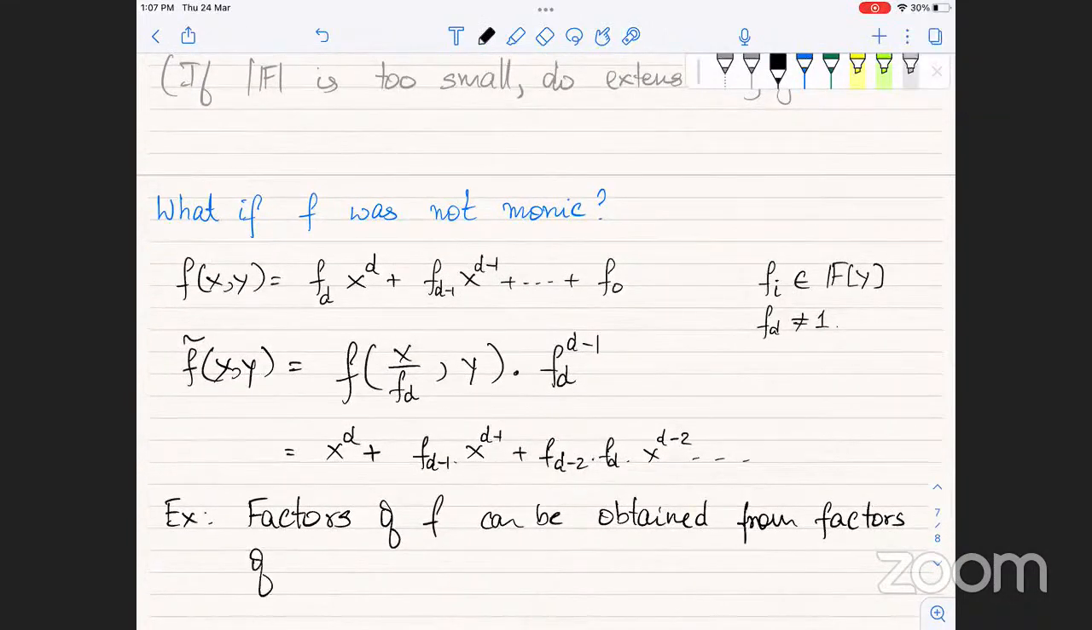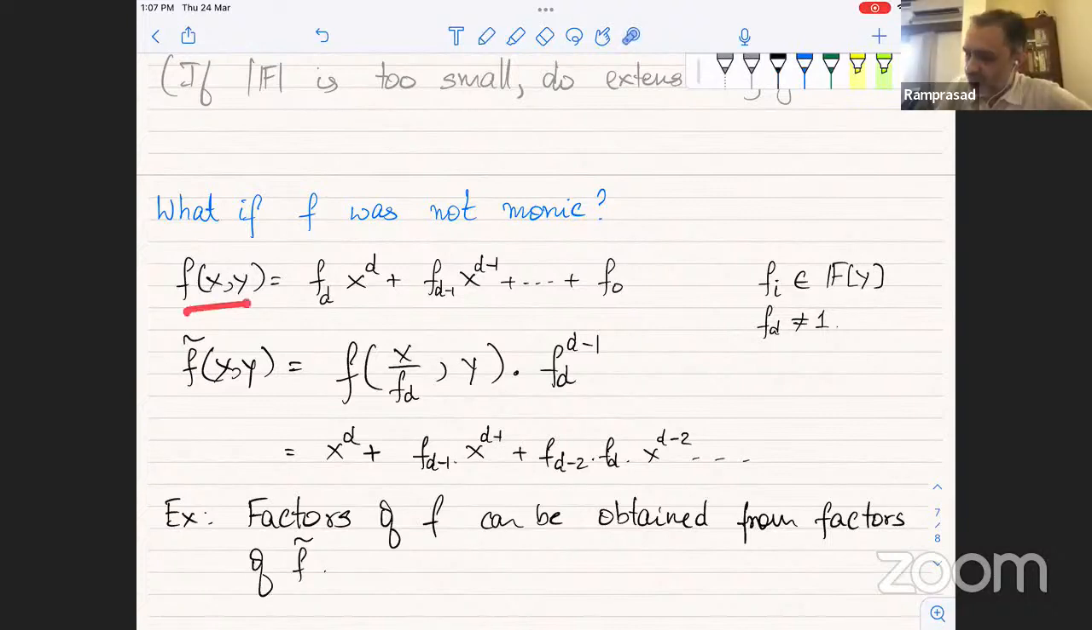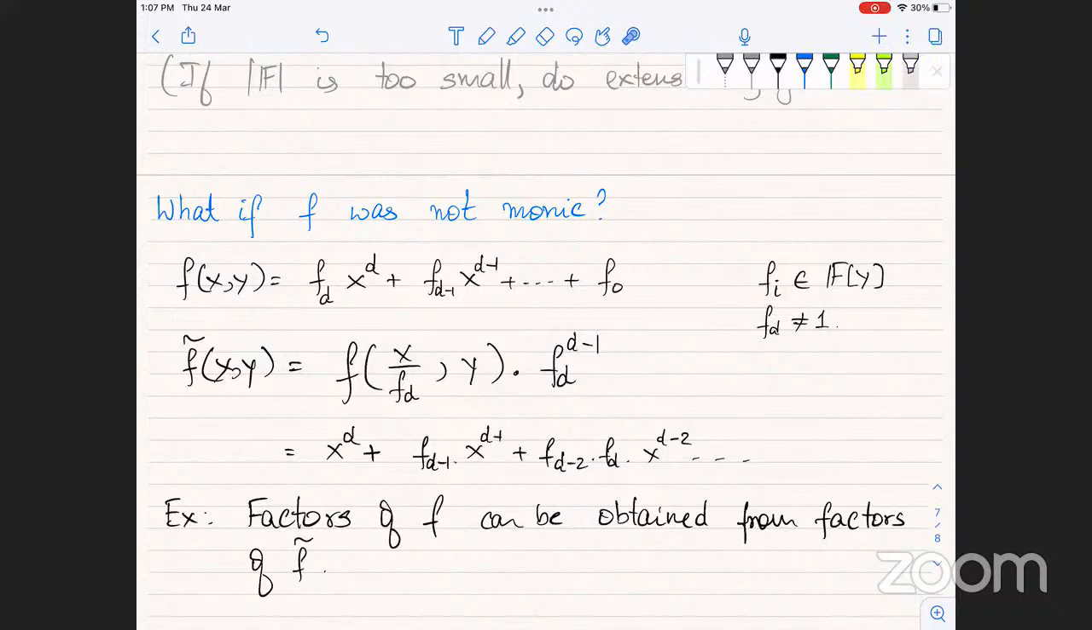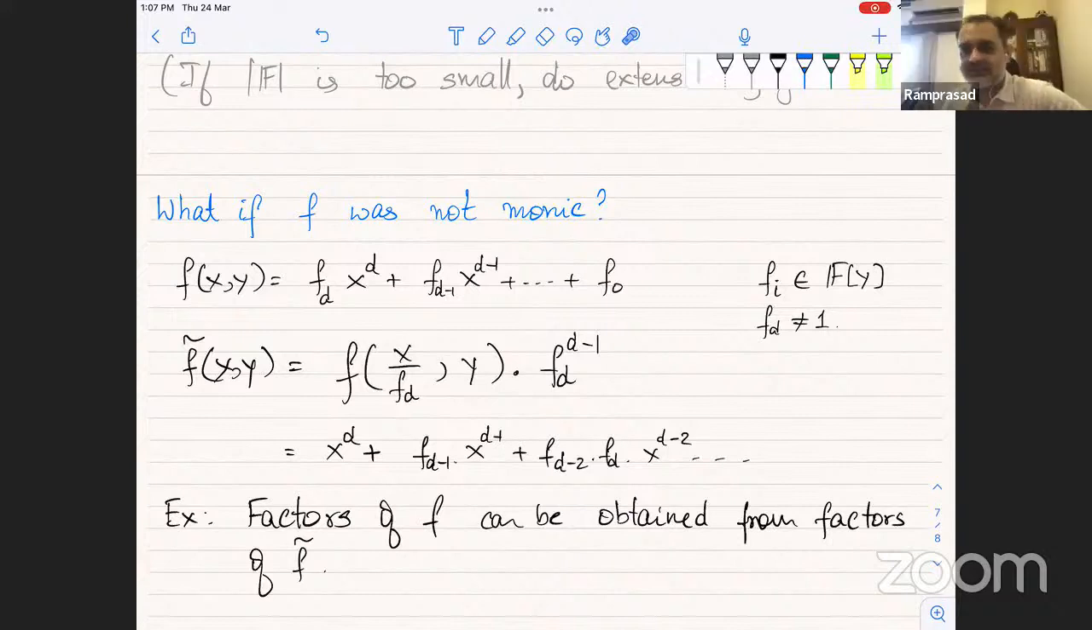So a simple exercise is that the factors of f can be obtained from factors of f tilde. So if this is the polynomial that you're asked to factorize, you instead factorize f tilde, and from that somehow figure out what the factors of the original polynomial f were. Okay, and it's not hard to see how the factors are related. It's very easy to figure out what's happening.